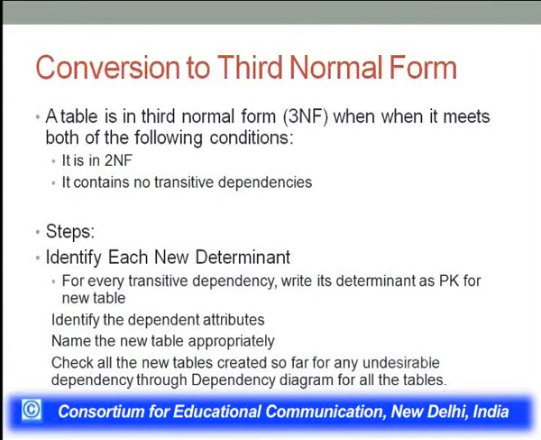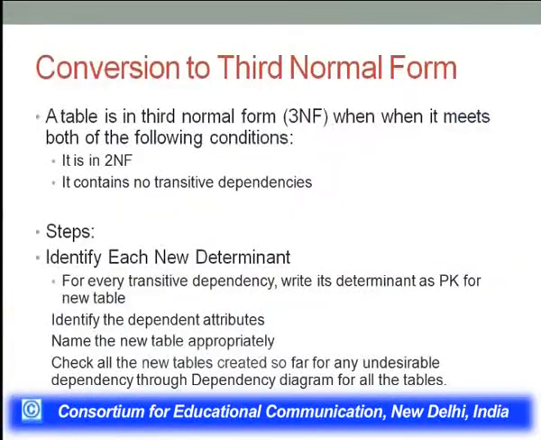In this case we will have to use the following steps. First, identify each new determinant. The term determinant has been used earlier also. Determinant is used for the attribute which determines the values of the other attributes. For example, the primary key attribute is said to be the determinant attribute. So, in the third normal form, we will try and eliminate the transitive dependency between two non-key attributes.